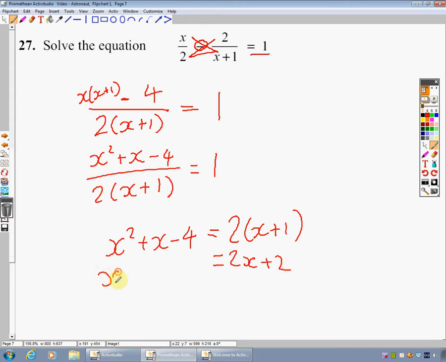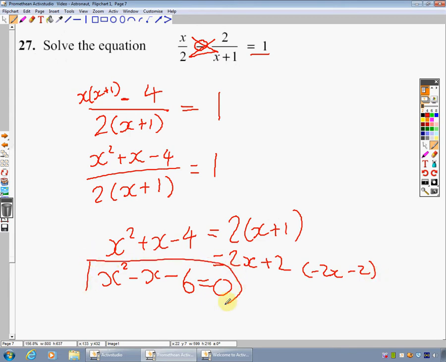And I've got my minus 4, take away my 2, so it's going to be minus 6, and it's going to leave me with nothing on the side here. Minus 2x, and I'm going to minus 2. That's my little thing I was doing in between. And now I have a little quadratic equation to solve here. Okay. And I'm just going to try and factorise it.